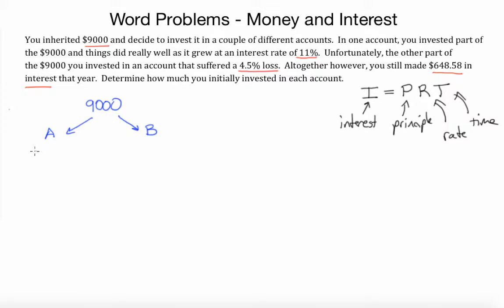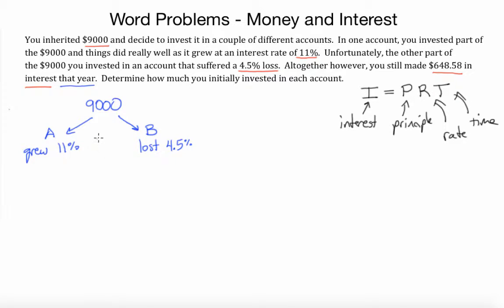In account A, I'm going to make that the one that grew 11%. I'm going to make B the one that lost 4.5%. And reading carefully, it was all over a 1 year period. So that makes it really easy. For time, I'm just going to put 1 in here. Not even worry about time, just 1 year, put 1 in for T. That makes it really simple.